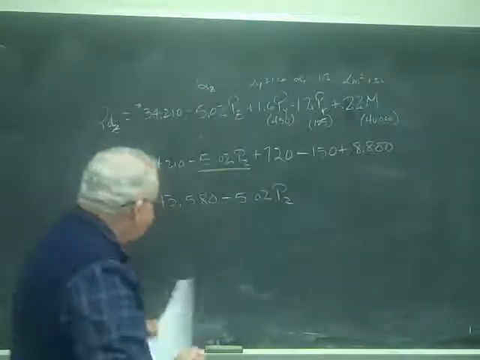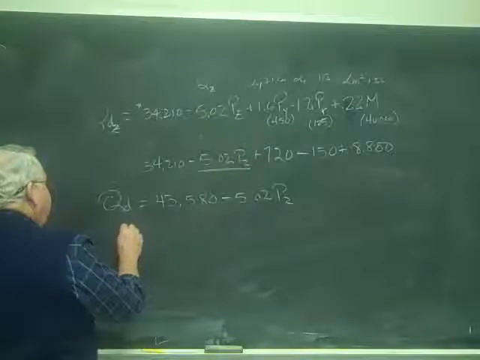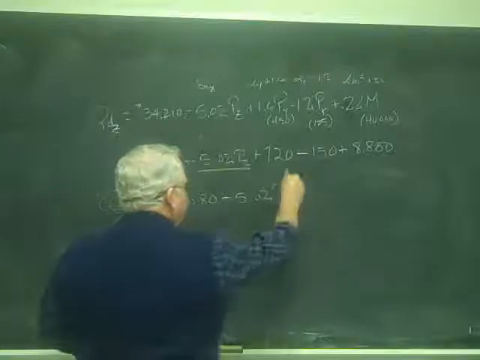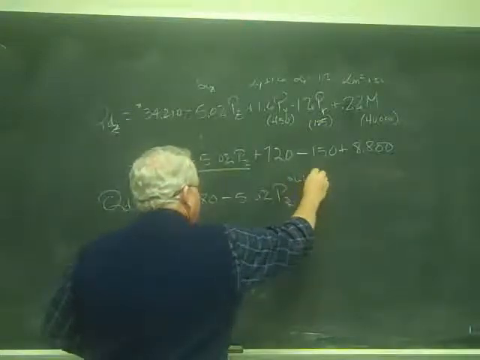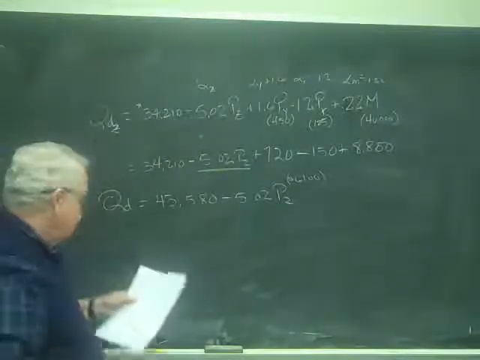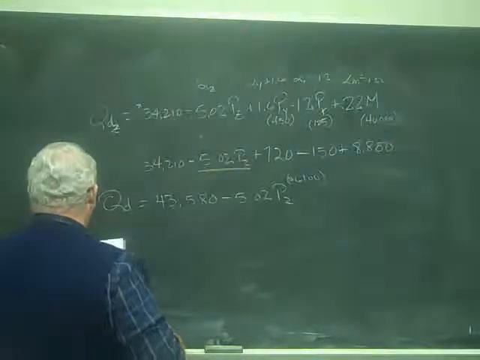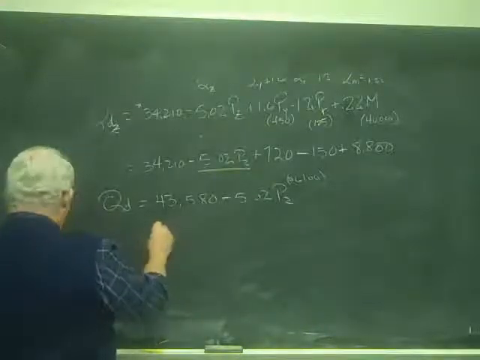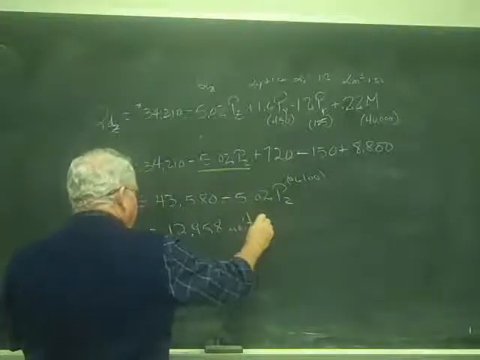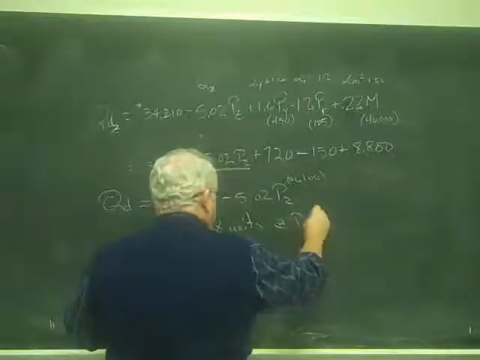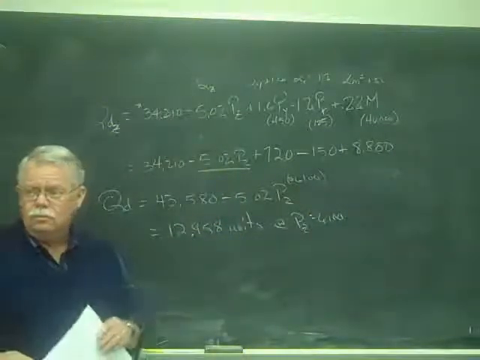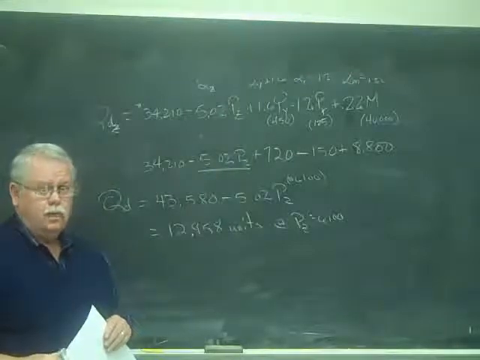What will sales be if the price of Z is $6,100? Well, it's pretty simple. You just plug it in there and subtract. So I got something along the lines of QD is 12,958 units at a price of Z equal to $6,100. Okay?